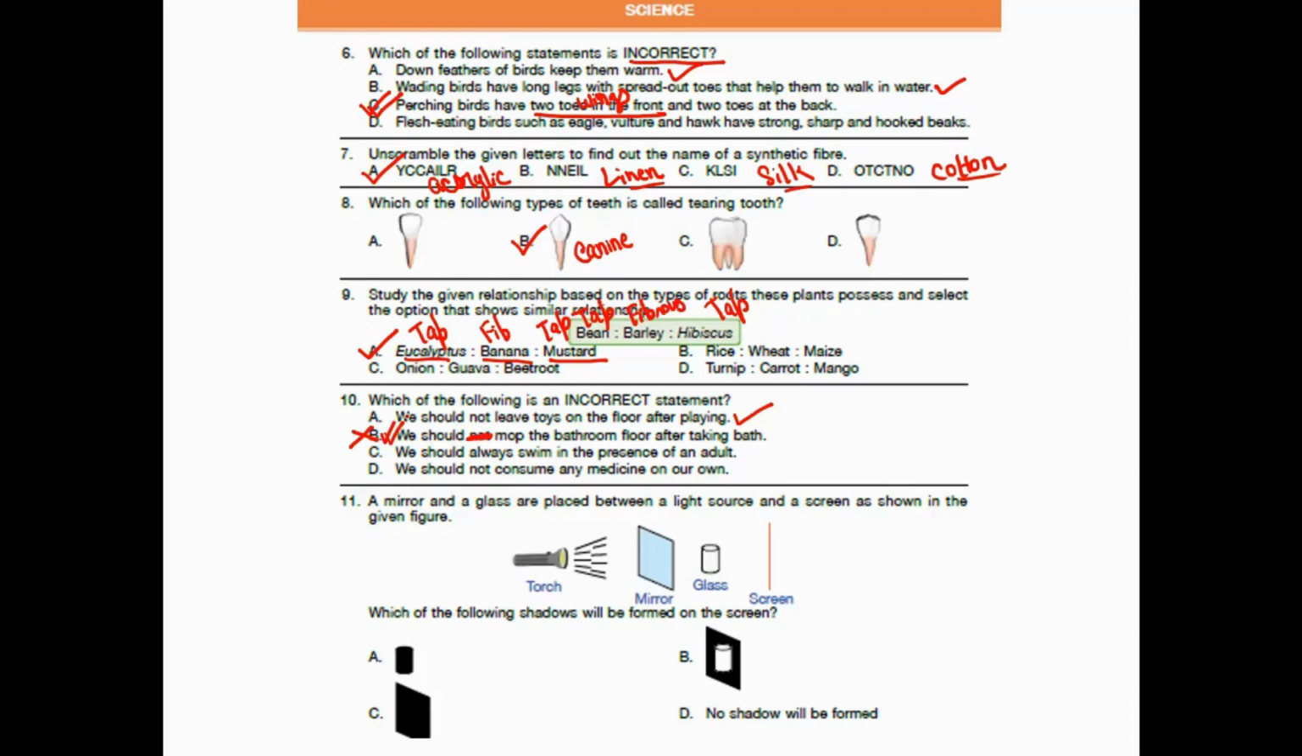Coming to question number 11. In question number 11, it says a mirror and a glass are placed between a light source and a screen as shown in the given figure. So we can see here is a torch. Torch is the light source. Next is the mirror. Next is the glass, and next is the screen. So when the light is falling on the mirror, what will be the shape of the shadow? The shape of the shadow will be exactly the shape of the mirror, right? So the mirror will reflect the light and the shape will be option number C.